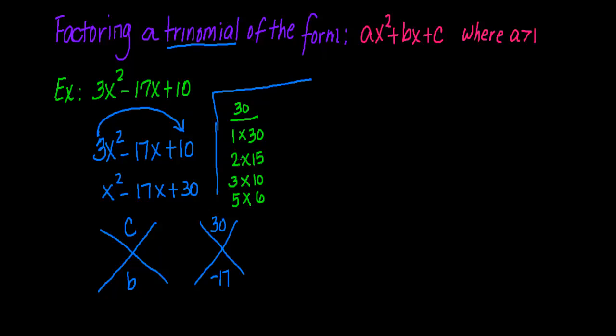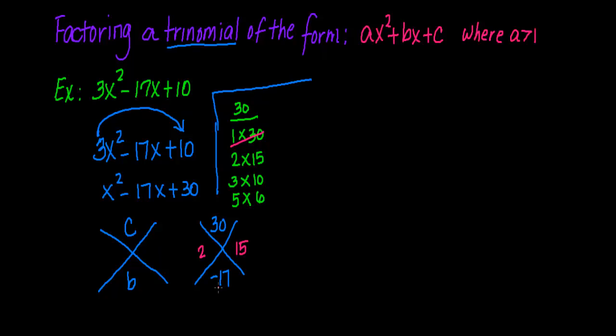And now I check each one of these pairs to see which one works here. So if I write 1 and 30 here, if I multiply 1 and 30, I get 30. But if I add 1 and 30 or subtract 1 and 30, I do not get negative 17. So that means that this pair of factors is no good. Gone. Let's try 2 and 15. If I multiply 2 times 15, I get 30. And if I add 2 and 15, I get 17. I got it. That's the pair I need.